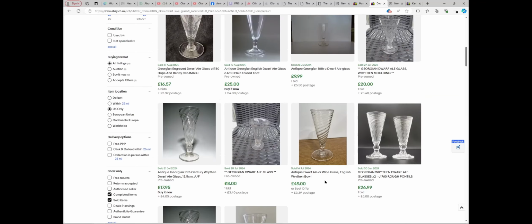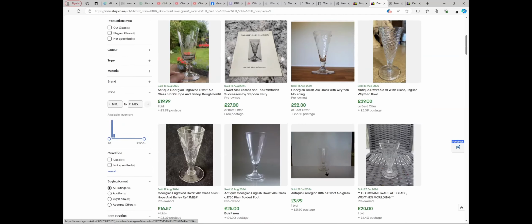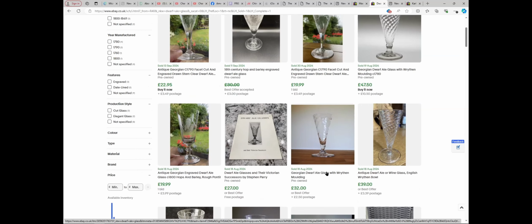They've basically lost half their value. That's actually a jelly glass, that's not a dwarf ale glass. So yeah, they've lost half their value in the last 48 years. Sad but true. Anyway, let's move on, have a look at another page.